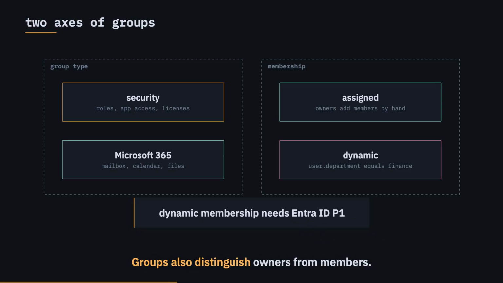Dynamic membership needs a Microsoft Entra ID P1 license, and that is a fact the exam checks. Groups also distinguish owners from members. Owners manage the group itself, its membership and its settings, without needing any directory admin role. Members simply receive whatever the group grants. Groups can also nest, though several features, licensing among them, only honor direct members.